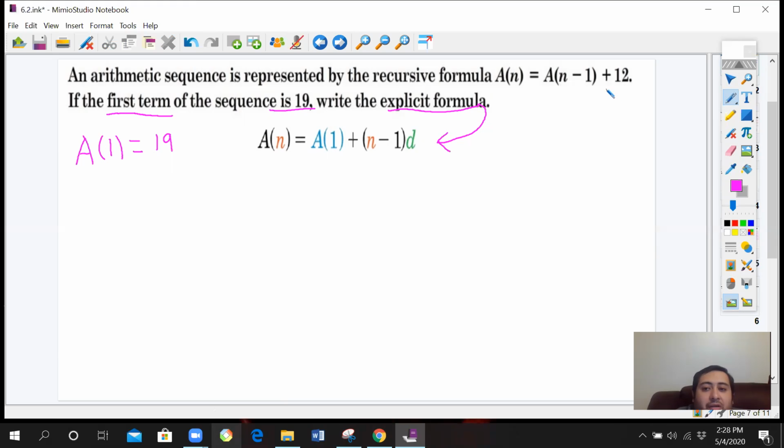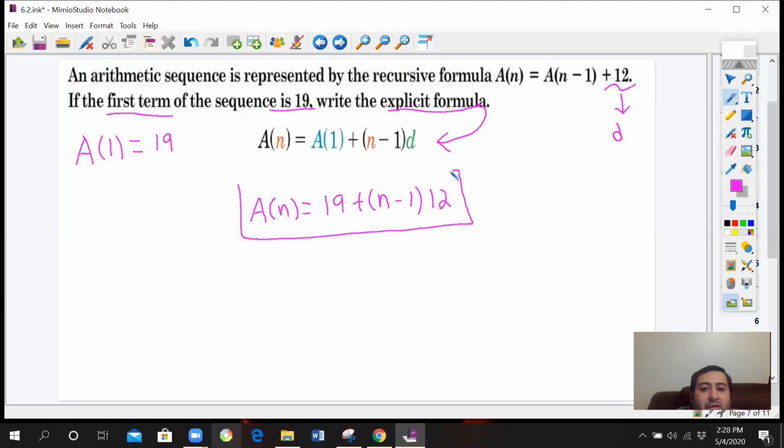This is going to be considered your D, your difference. So to write down a formula, you're just going to write down AN equals your A1, which is 19, plus N minus 1 times your difference, which is going to be 12. So you're just going to put 12 and you're done, because you're just writing a formula. You're not solving for anything.